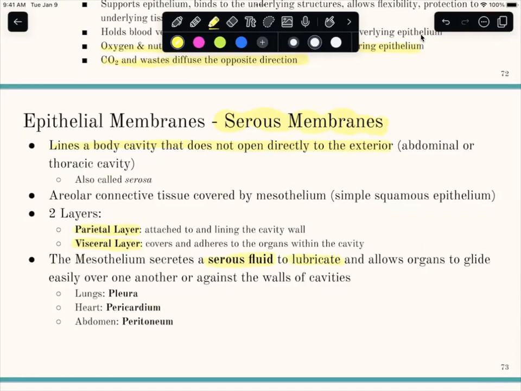Depending on where it's located, it's going to have a specific name. Pleura is for lungs. So we have a visceral and a parietal pleura around our lungs. We have a visceral and parietal pericardium around our heart. We have a visceral and a parietal peritoneum around our entire abdominal contents. All of the organs in our abdomen are lined with this parietal peritoneum and visceral peritoneum. So these words are going to come back to haunt you in Anatomy 2. So learning them now will help you remember them later.